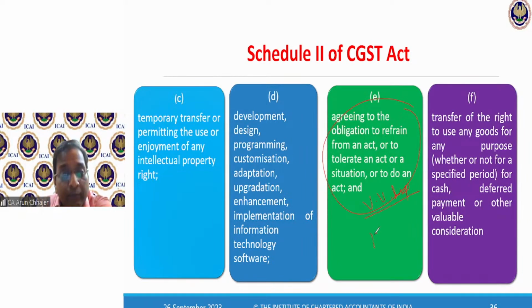Why is it very, very important? Because in the next class, I will explain it along with Circular 178. It is a very important circular. It has given ample clarity to this clause: agreeing to the obligation to refrain from an act, or agreeing to the obligation to tolerate an act, or agreeing to the obligation to do an act will be service.